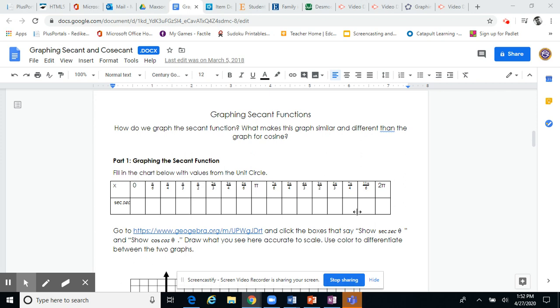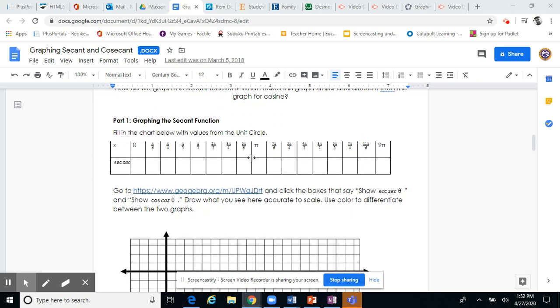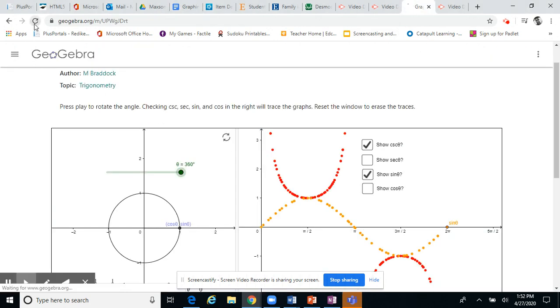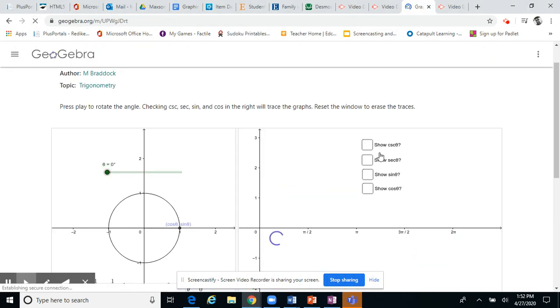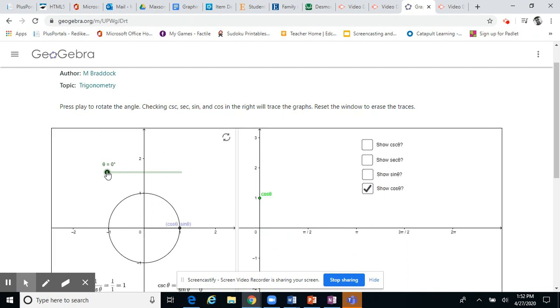So now we're going to do the same thing for graphing secant. You don't have to fill in this chart if you don't want to. We are going to go back to this GeoGebra website. So I'm going to clear this out, and now I'm going to press cosine because secant is the reciprocal of cosine.